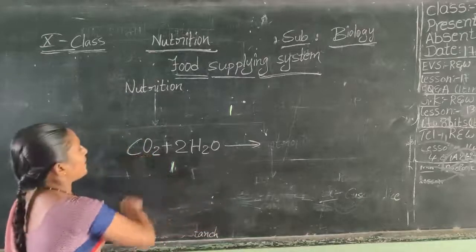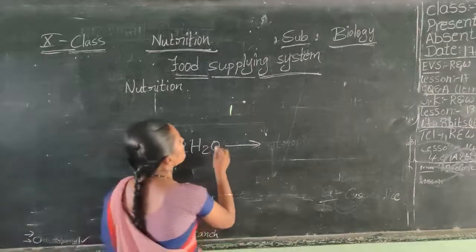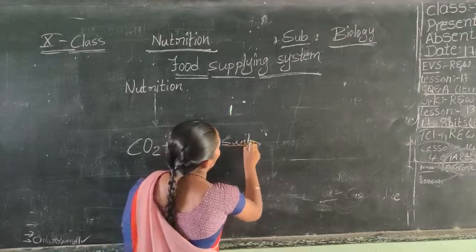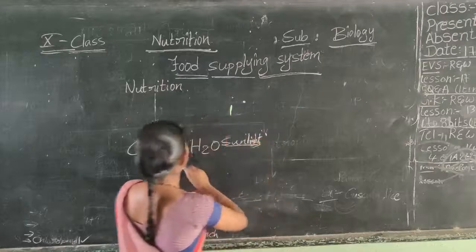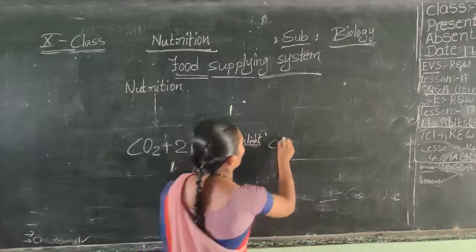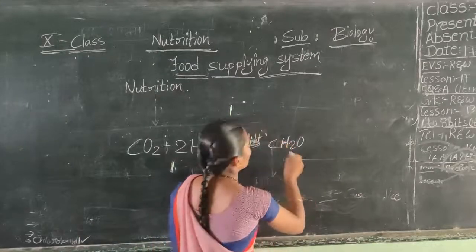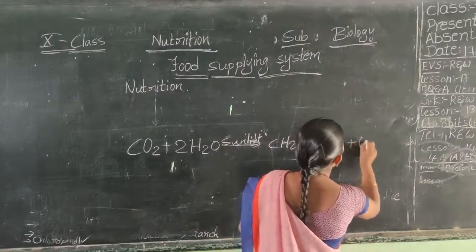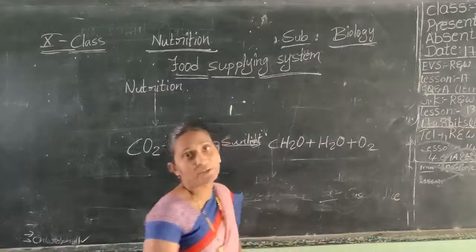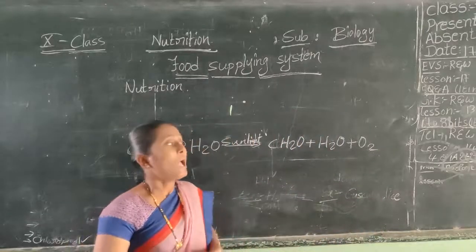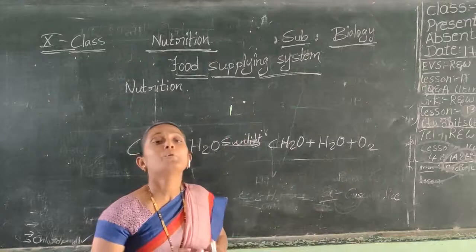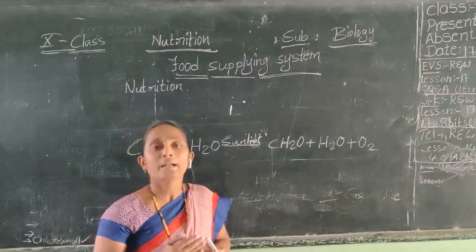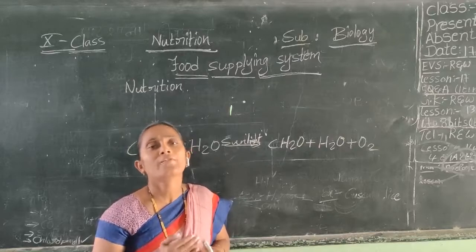So here 1 molecule of carbon dioxide is combined with 2 molecules of water in the presence of sunlight. Here you have to see carbohydrate, water, and then liberation of oxygen. Oxygen is released into the atmosphere, so plants help to prepare the food and purify the atmosphere also. So exchange of gases takes place. It leads to purification of the environment.